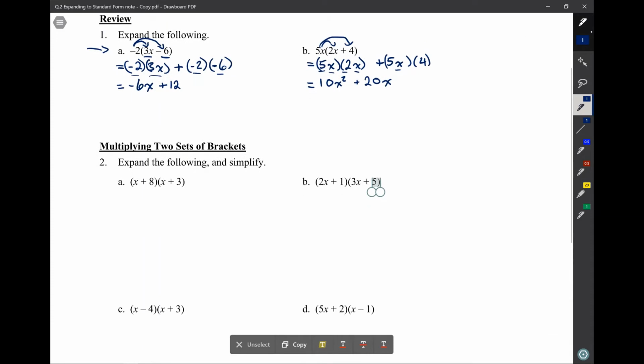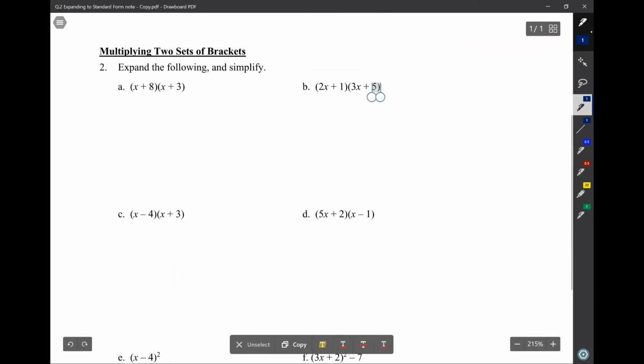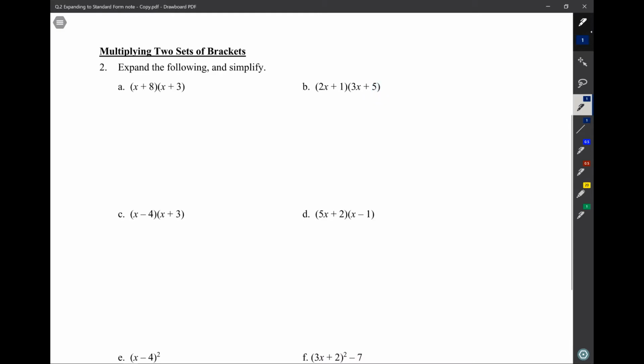Let's move on to something a little more complicated. So here I have two sets of brackets, so two binomials. That means two sets of brackets, each with two terms. My first set of brackets has two terms, x and 8. My second set of brackets has two terms, x and 3. Remember, what separates our terms are our plus signs or our minus signs. So here, what we use is something called the FOIL method.